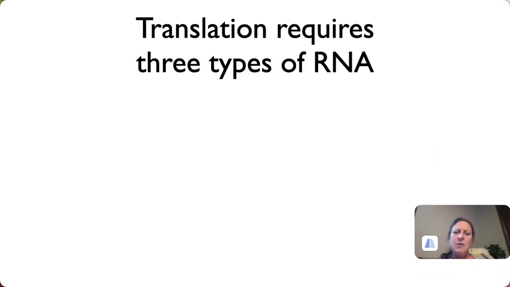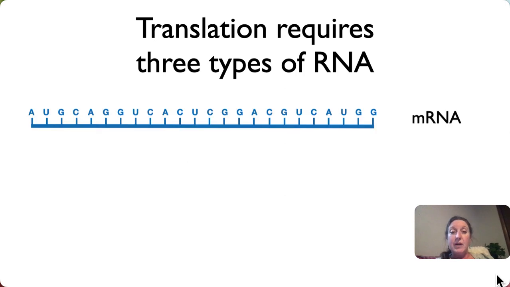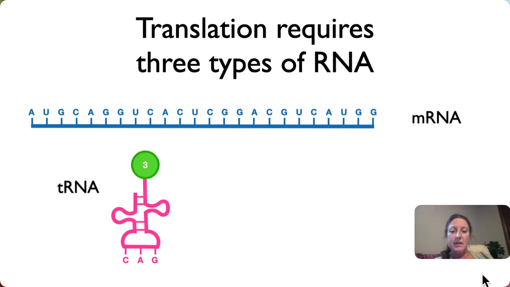All right, let's move on to translation now that we've modified our messenger RNA. And translation requires 3 types of RNA. The first, which we've already looked at, is messenger RNA. It's called messenger because the message from the gene goes from the nucleus to the ribosome. So it's actually carrying information from one place to another.